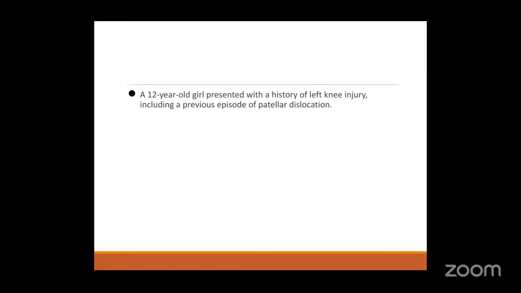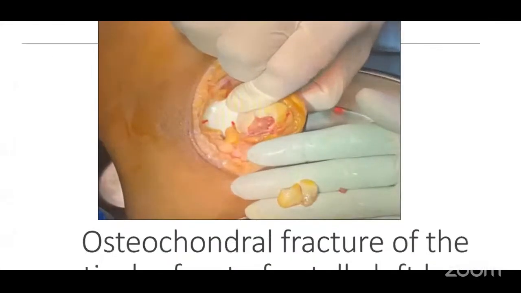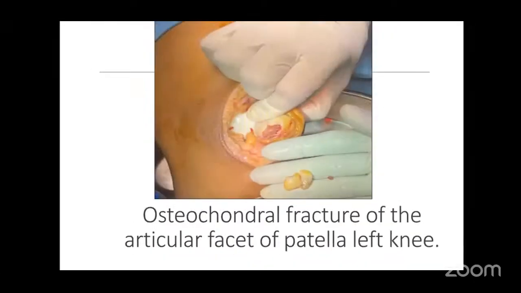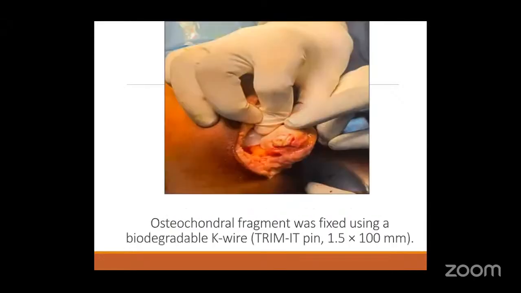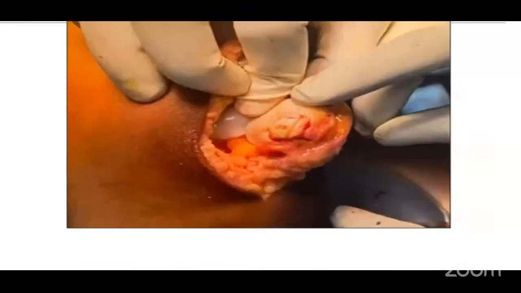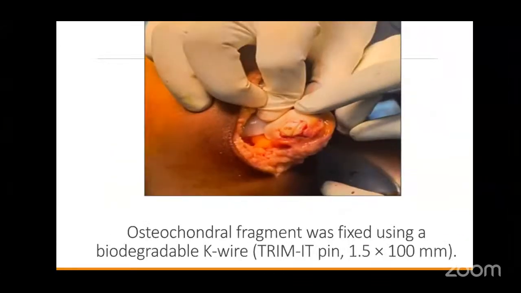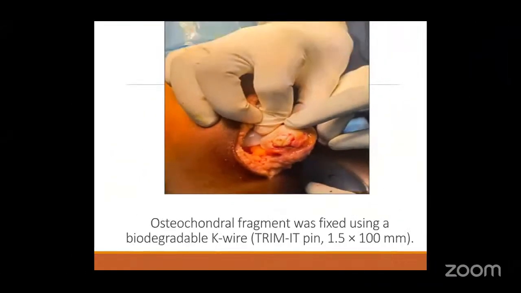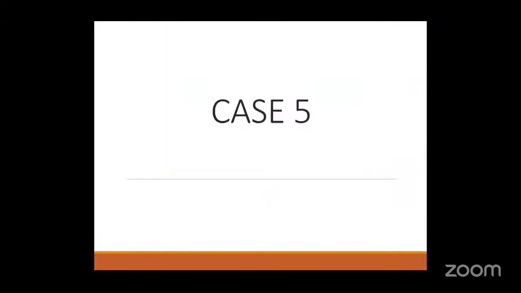And case 4 is a similar case in which another osteochondral injury has occurred in the patella. Exactly the same mechanism. We again fixed it with the same bio-K-wire, and here we also used some Vicryl sutures. We took it across to the other side of the patella and tied it for support of the bio-K-wire. You can see that the Vicryl wires are also there. And this is the 6 months follow-up, with complete range of movement.